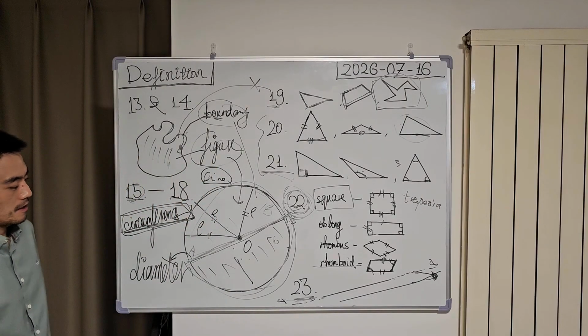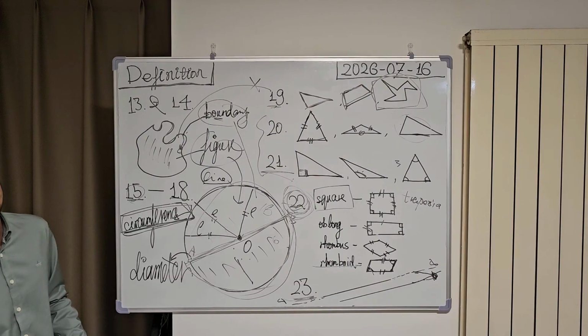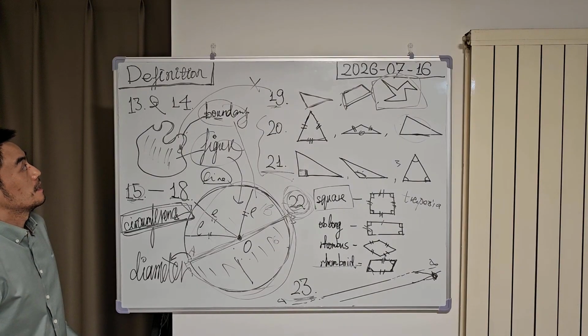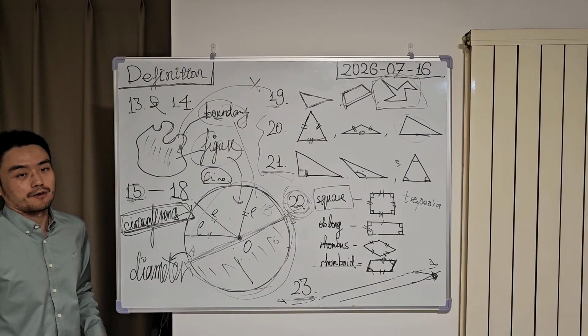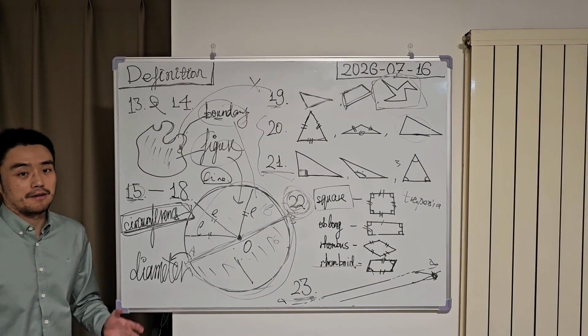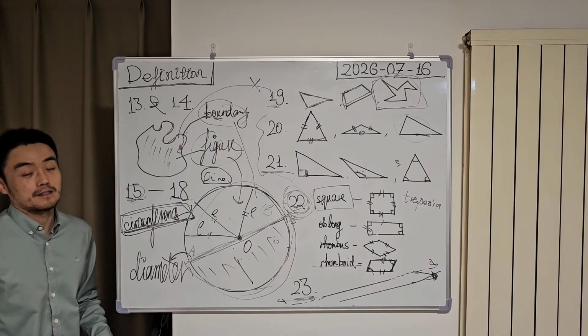So we have finished all those 23 definitions of book 1, and in the next video we are going to explore the 5 very famous postulates.